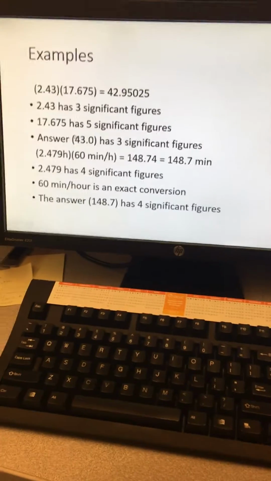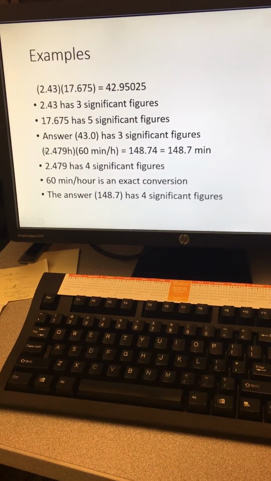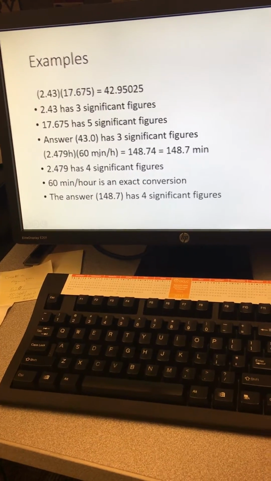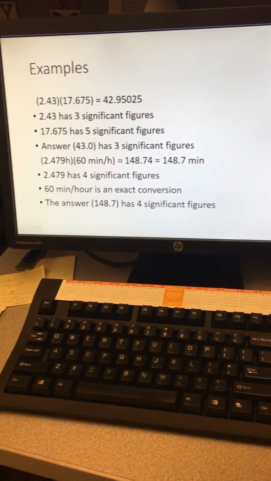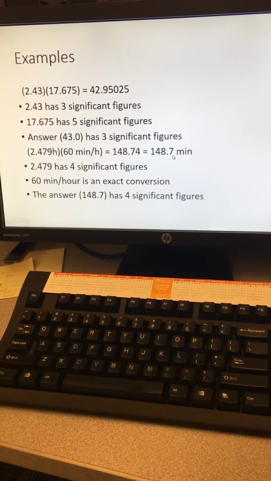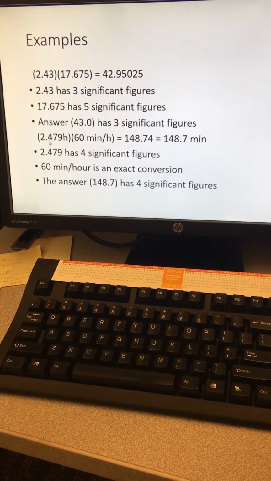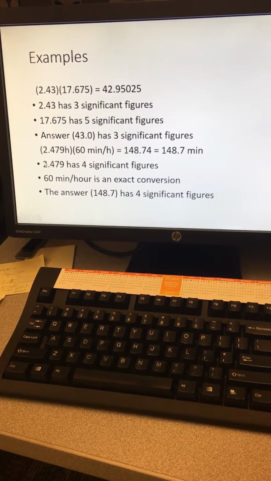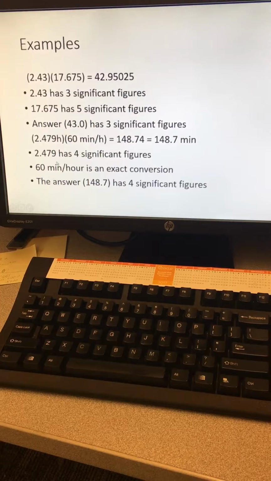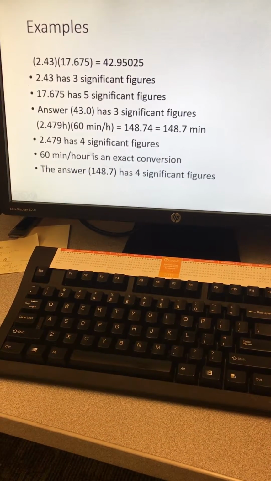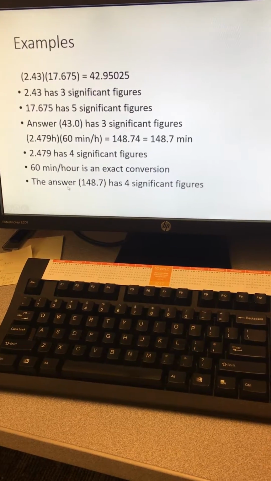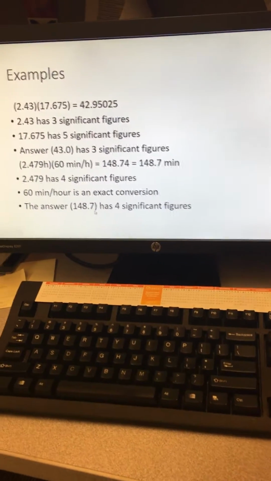And then if we look at this next problem, 2.479 hours converted at 60 minutes per hour equals 148.74 minutes, which we would put as 148.7 minutes. As you can see, 2.479 has 4 significant figures, and 60 minutes per hour is an exact conversion. So again, we would put the answer as 148.7 as it contains 4 significant figures.